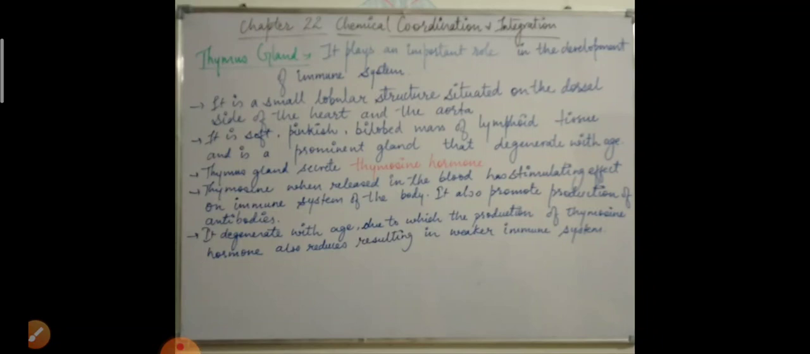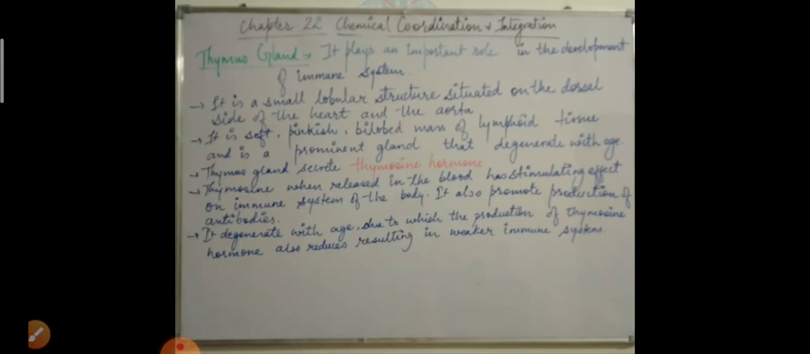So now you can see that the thymus gland plays an important role in the development of the immune system. It is a small lobular structure situated on the dorsal side of the heart and the aorta. It is a soft, pinkish, bilobed mass of lymphoid tissue. That means it is a lymphoid organ, and it is meant for immunity. It is a prominent gland that degenerates with age. The thymus gland secretes thymosin hormone.